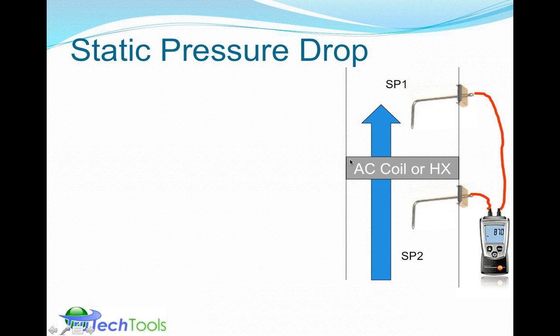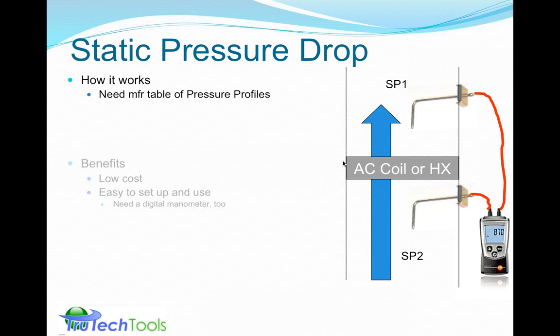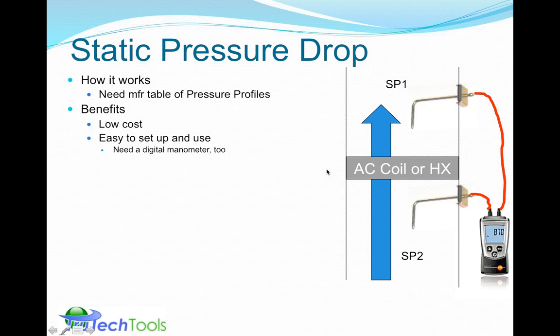So to measure the static pressure drop, and again, we focus on it a lot because it is one of the most common measurements out there, you need to have the manufacturer table of pressure profiles. So we just covered a couple different types. And it's usually the air conditioner or the heat exchanger, or they'll tell you what type of element you're measuring over. And you have your two static pressure tips located pointing into the airflow, measuring just the static pressure hooked up to your digital manometer.